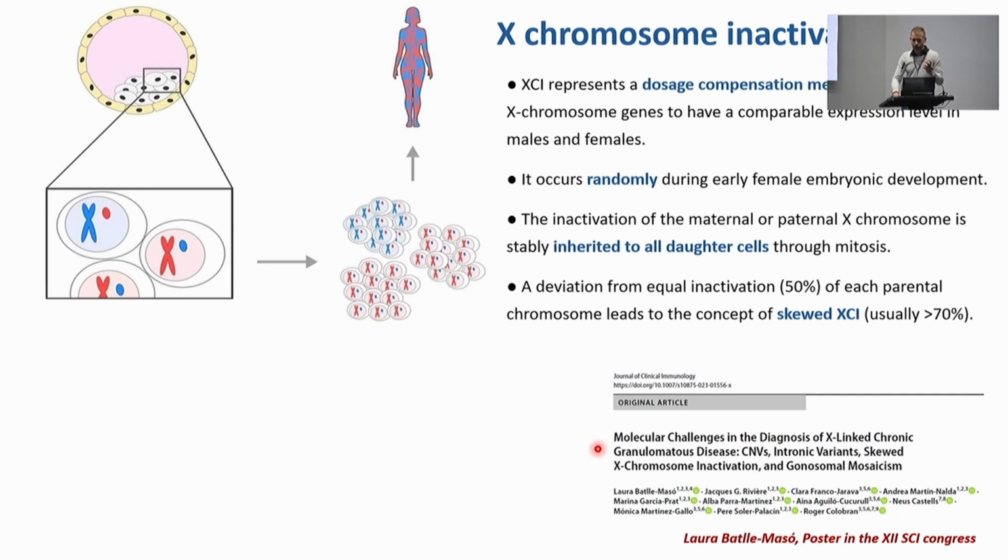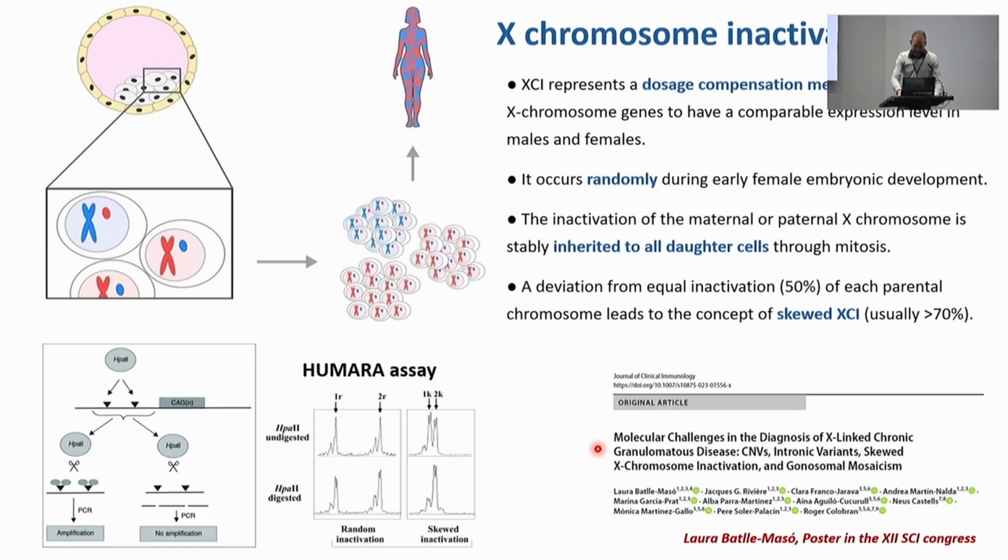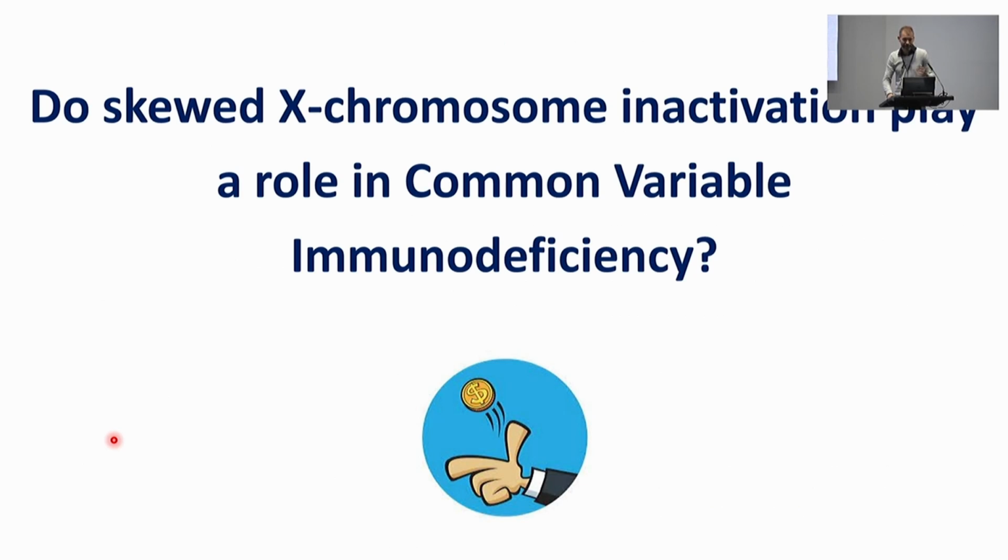And how is this X-chromosome inactivation status measured? There was a classic model called the HUMARA assay. I will not go into details for the matter of time, but it is based on the different sensitive effect of a restriction enzyme between methylated and non-methylated chromosomes, because the X-chromosome inactivation is based on methylating the inactive chromosome. So in this study, we addressed this question: does Skewed X-chromosome inactivation play a role in CVID?